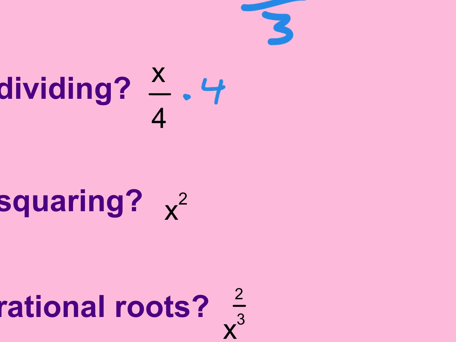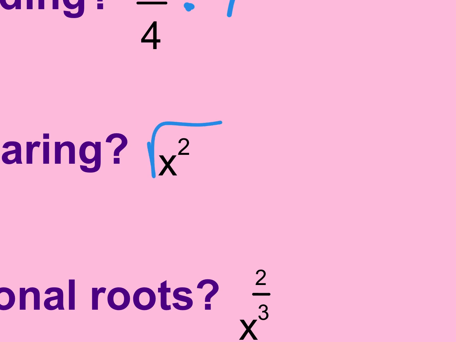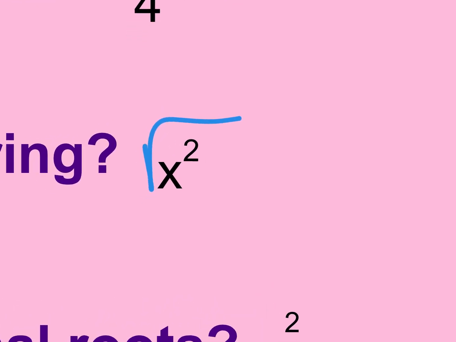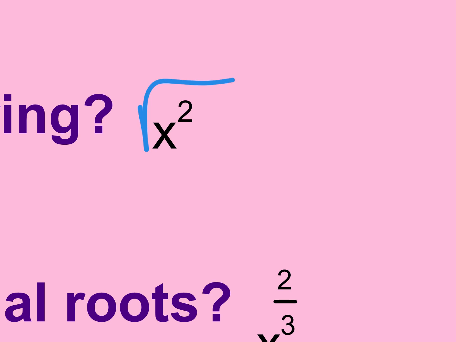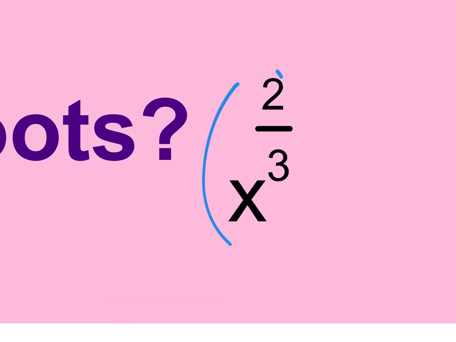Times by 4. How do you undo squared? Square root. If you didn't know that one, that's like the opposites. You know, like plus goes with minus, multiply goes with divide. Squared goes with square root. And how do you undo x to the 2/3? We started the hour with this. Does anybody remember? Put it to the what? 3/2. Good. That's called inverses.